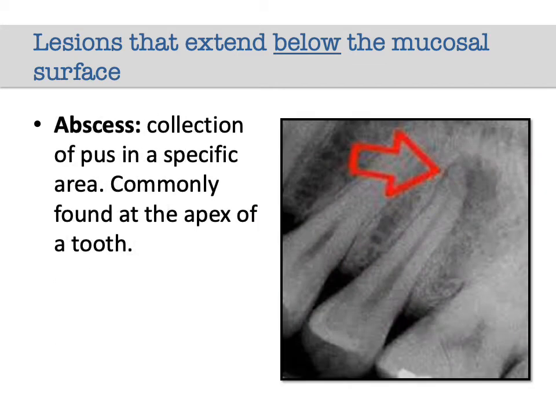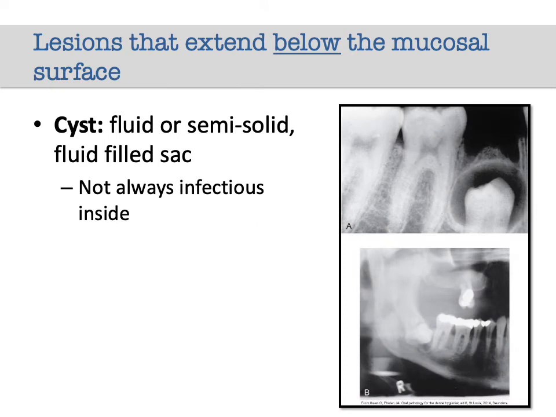An abscess is a collection of pus in a specific area. They are commonly found at the apex of a tooth. A cyst is a fluid or semi-solid fluid-filled sac. It is not always infectious inside and can be filled with some other bodily material.